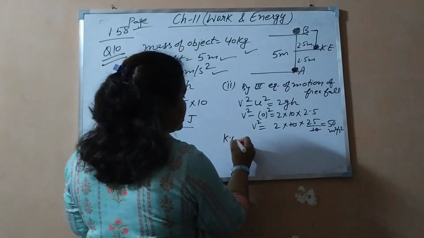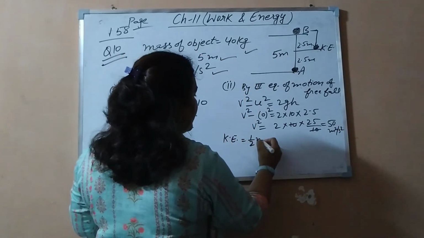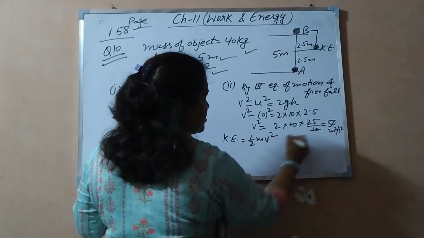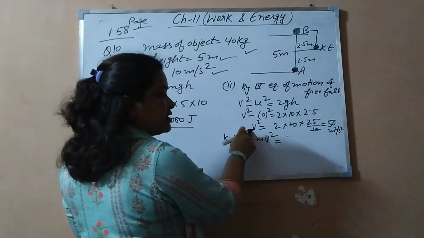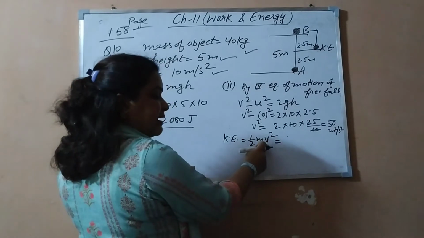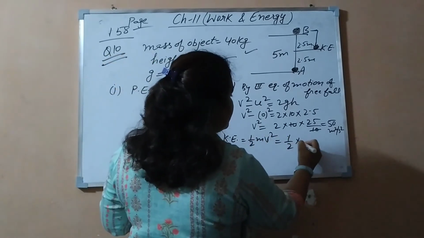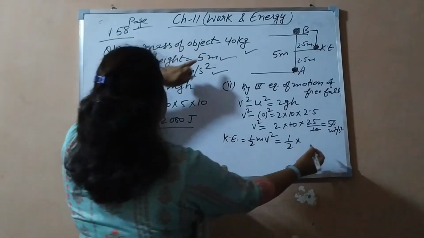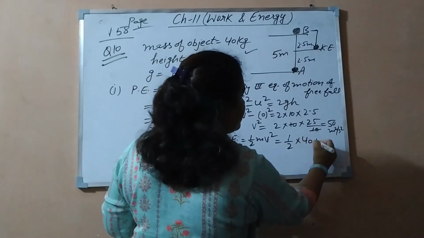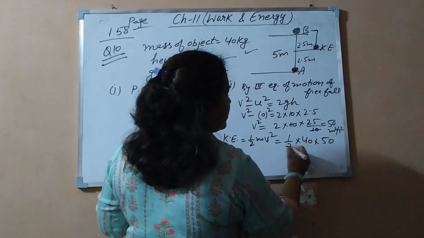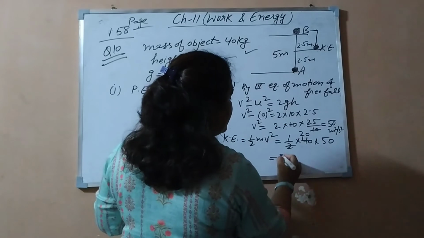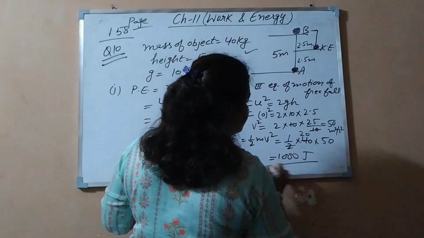Now what is the kinetic energy formula? Half mv square. Substitute this value. That's why I have not taken the square root here, because we need the square directly. So half into the mass, what is the mass? That is 40 only, the body is the same. And what is the V square value? 50. So solve it. You will get 1000 joule.